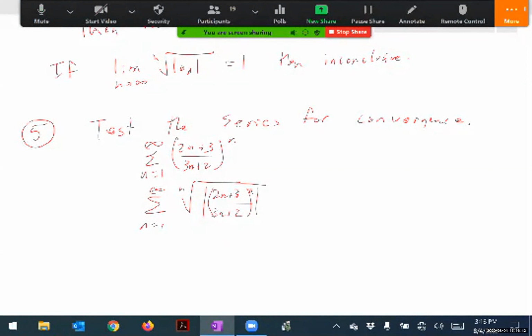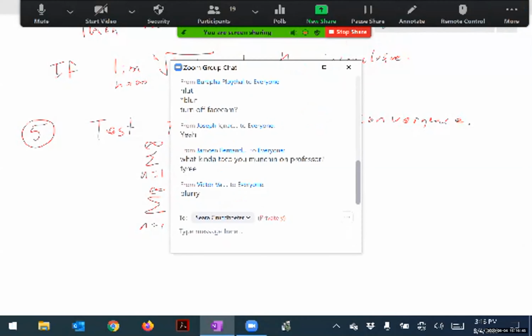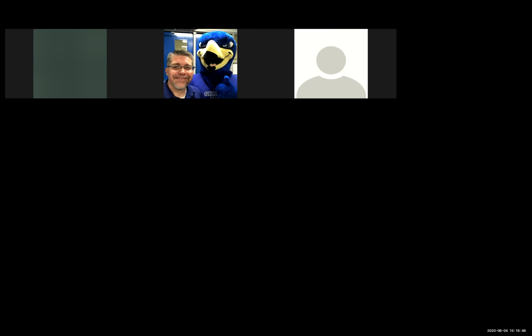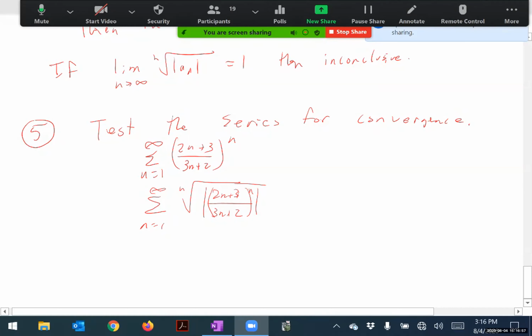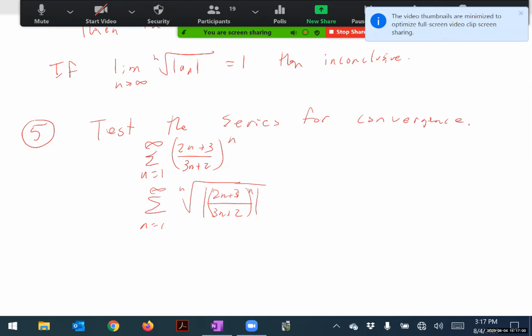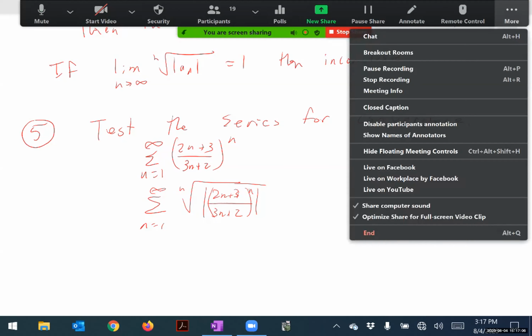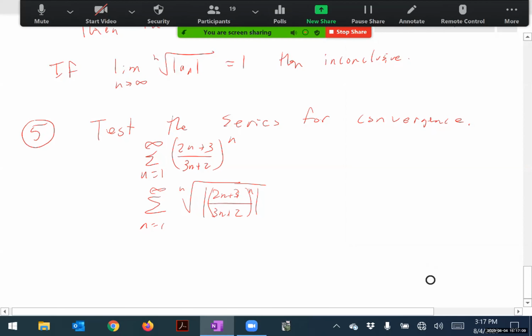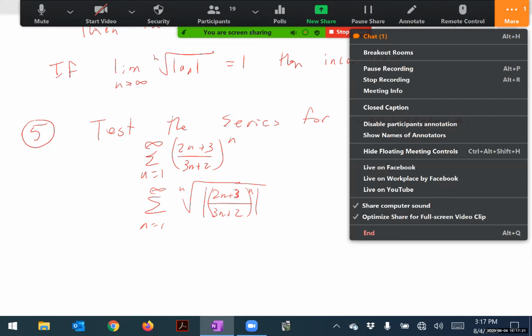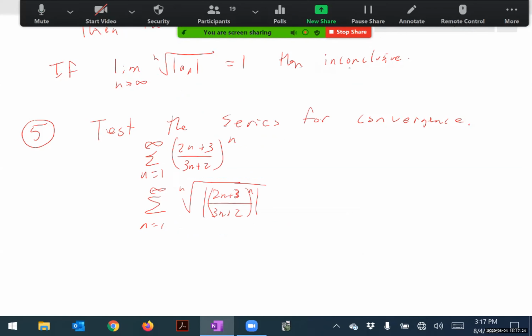Oh, blurry again. Stop the sharing. Wait a couple seconds. Go back. Do the sharing. The video thumbnails are minimized to optimize full screen video clip screen sharing. Okay, sounds good. Is that better? Yeah.